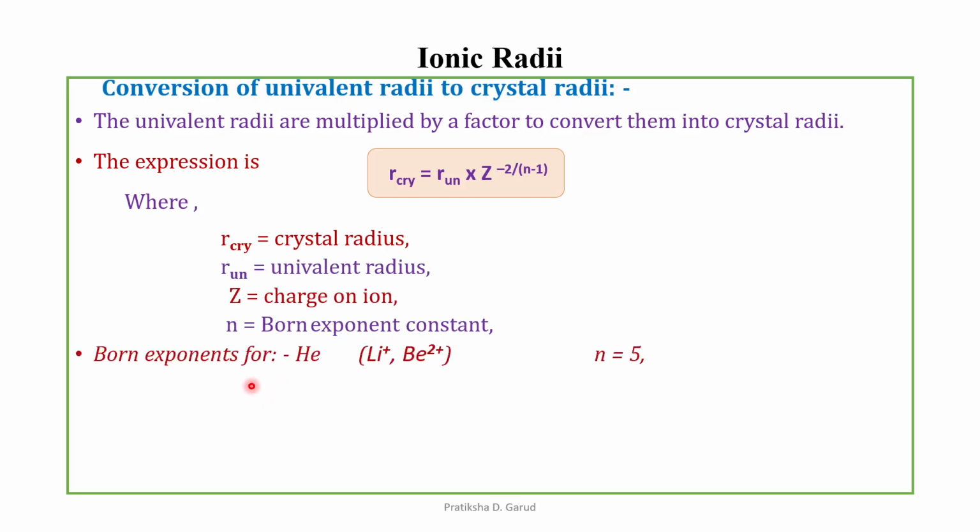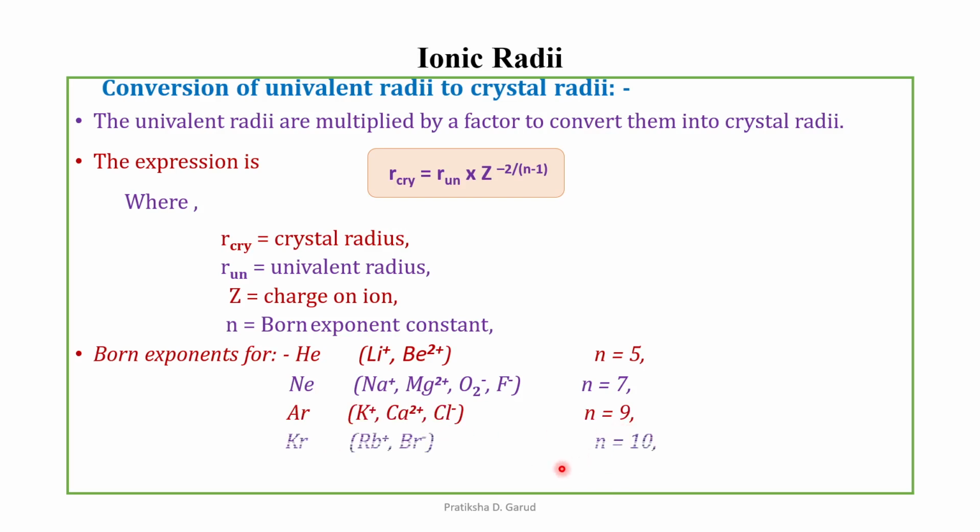Okay. The Born exponent constants are, for helium, that means Li plus, Be2 plus, the value of N is equal to 5. For neon, that means Na plus, Mg2 plus, O2 minus, F minus, the value of N is equal to 7. Argon, that means K plus, Ca2 plus, Cl minus, the value of N is equal to 9. Krypton, that means rubidium plus and Br minus, the value of N is equal to 10. And the last one, xenon, cesium plus, I minus, the value of N is equal to 10. So these are the Born exponent values.